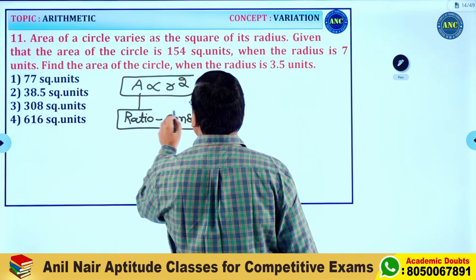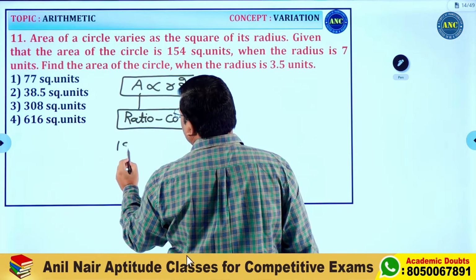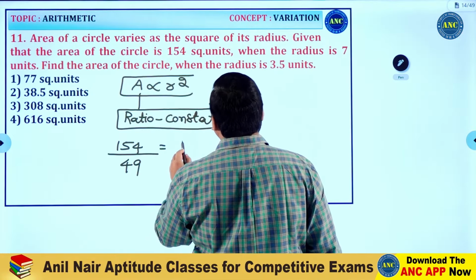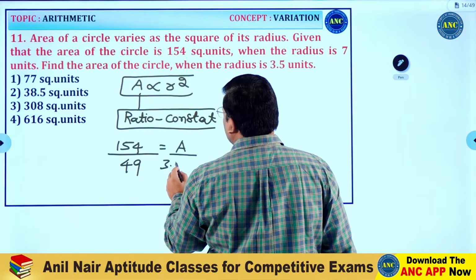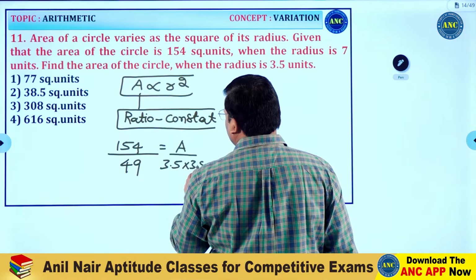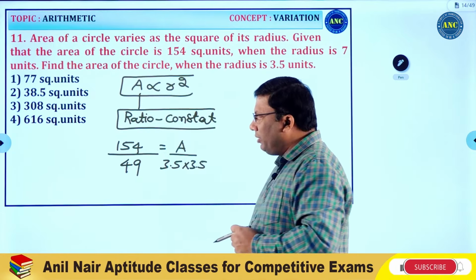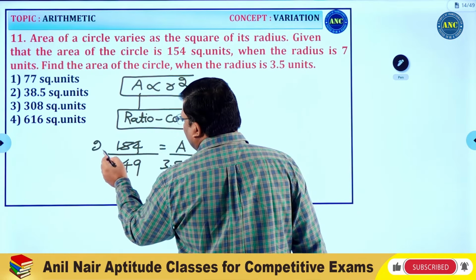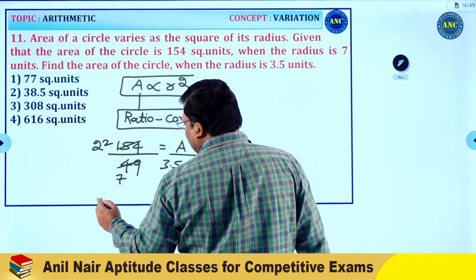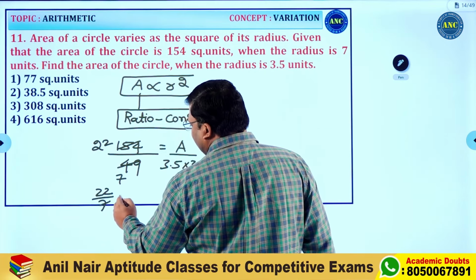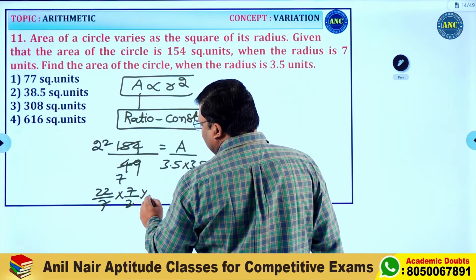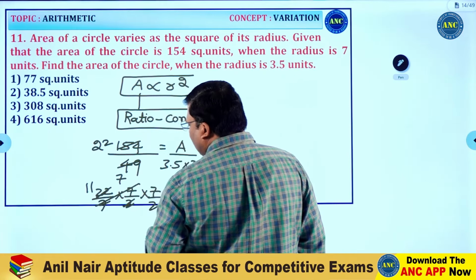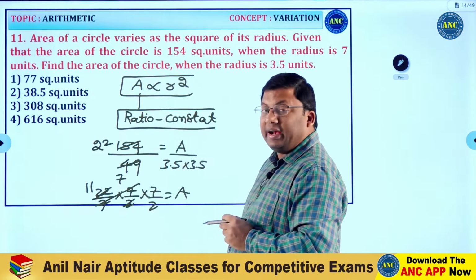Ratio is constant. Area is 154 divided by R square, 7 square 49. Area how much? Radius is 3.5 into 3.5. Now if you see here, 7 2s are 14, 22 7s are 154. So this will be 22 by 7 into 3.5 is 7 by 2, again 7 by 2, it is area. 7 7 cancel. I hope the idea is clear.